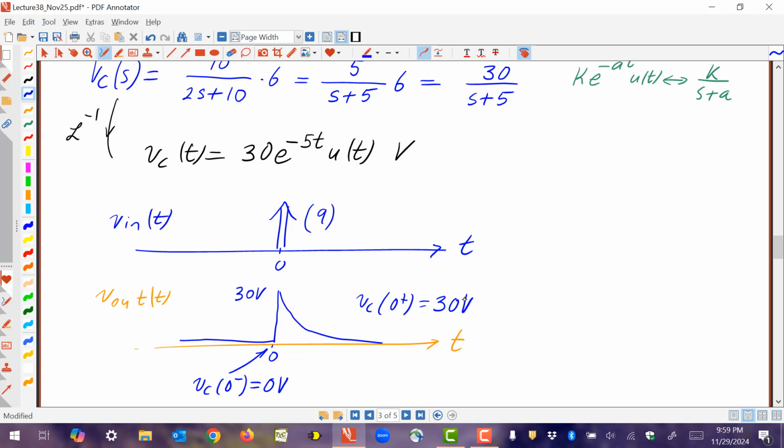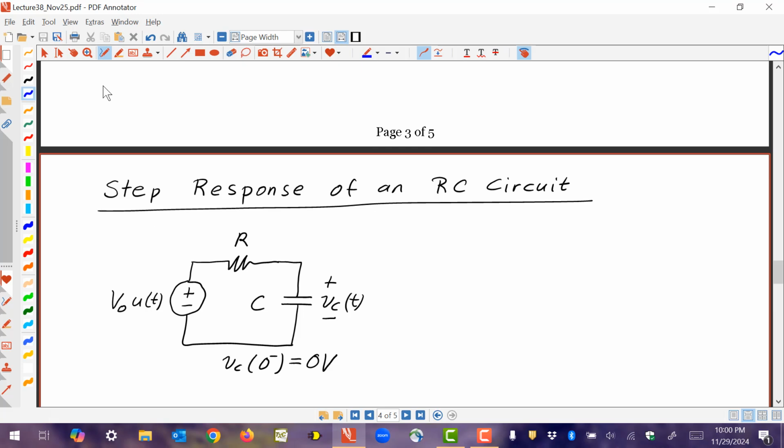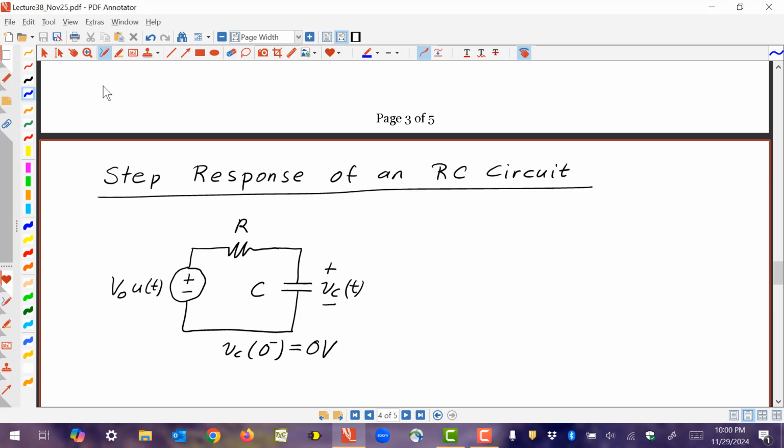All right, so let's move to the next item, which is, again, just looking at the RC circuit, because these are fundamental circuits. You have to know the response of these, I want to say, by heart. You have to know what to expect with these. And then the next one is the step response of an RC circuit, right? Step response. So now, instead of applying an impulse, we're applying a step.